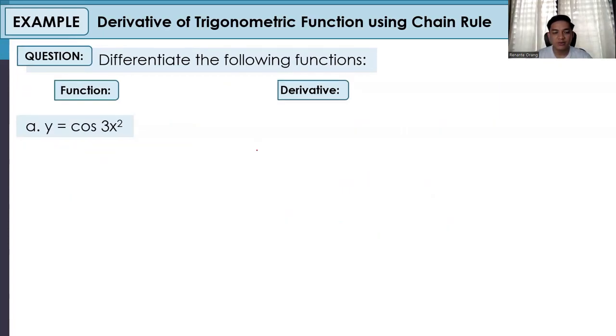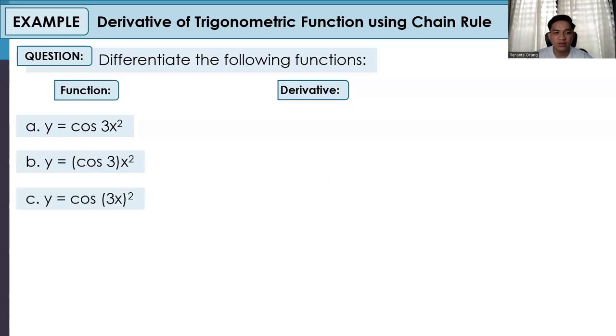So class, to avoid confusion sa ating open and close parenthesis, here are our examples. First one is y is equivalent to cosine of 3x squared. Second, we have y is equivalent to open parenthesis, cosine of 3, close parenthesis, x squared. Third, we have y is equivalent to cosine, open parenthesis of 3x, close parenthesis, squared. Fourth, we have y is equivalent to cosine squared x. And last one, we have y is equivalent to the square root of cosine of x.